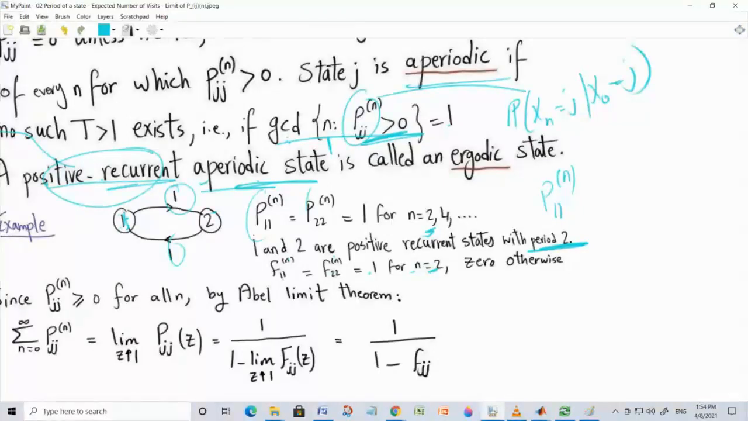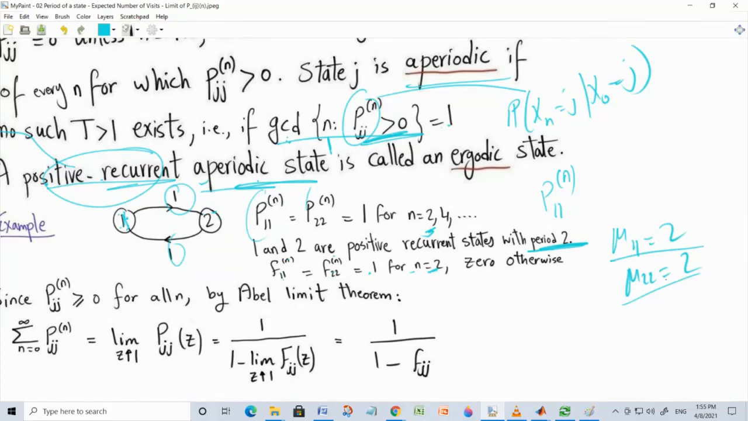How many steps on average do you need to go back from 1 to 1, or from 2 to 2, for the first time? 2. Right? So basically, mu_11 is 2 and mu_22 is 2. Right? 2 steps. Because to enter state 1 or 2 from itself for the first time, it only happens with probability 1 after 2 steps.